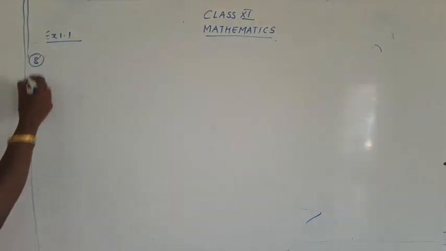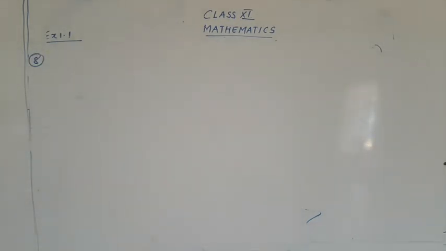Sum number 8. For a set A, A cross A contains 16 elements. Read the question carefully. You have a set A, only one set is given, and A cross A contains 16 elements.